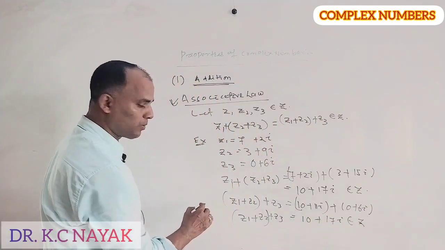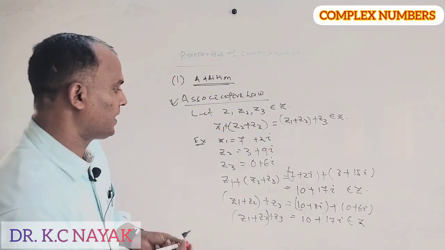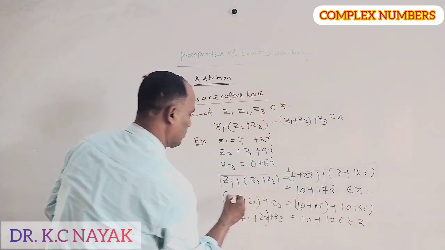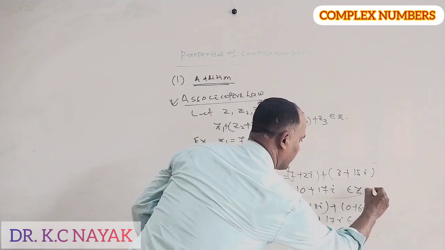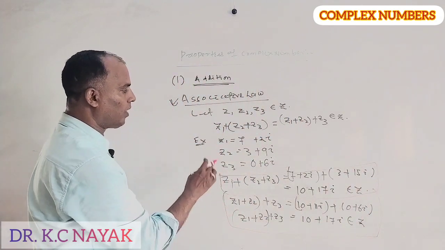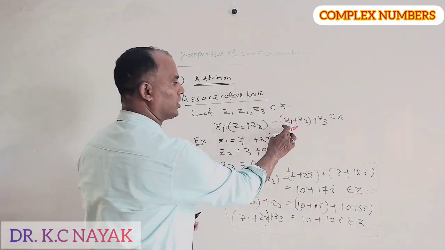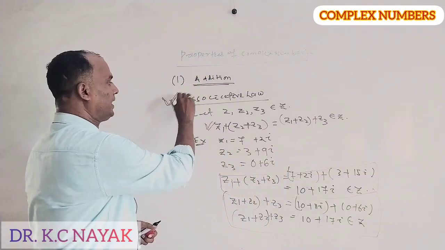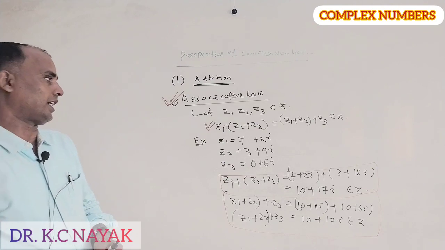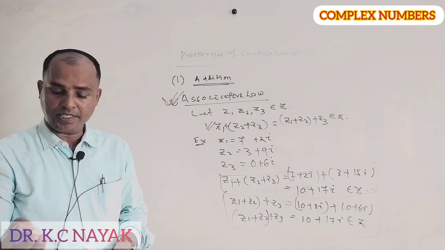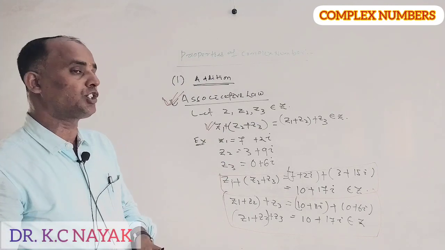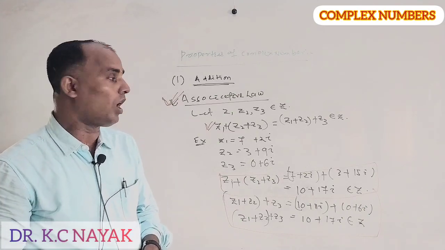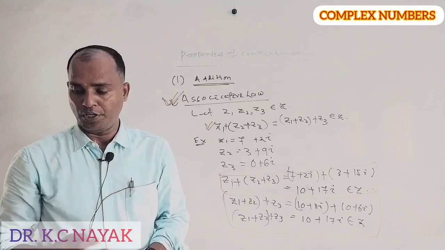That means this part is equal to this part. That means (Z1 plus Z2) plus Z3 is equal to Z1 plus (Z2 plus Z3), which satisfies the associative law. That means the addition operation satisfies the closure law, commutative law, as well as the associative law.